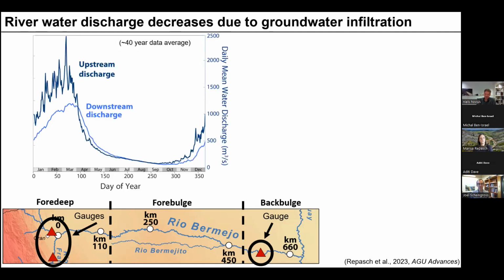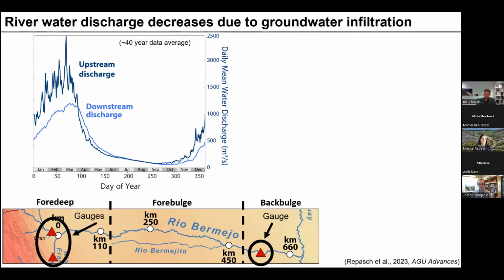If we look at 40 years of data, what I'm plotting here is daily mean water discharge on the Y versus day of the year on the X. The dark blue line is this combination of the 2 upstream gauges. The light blue line is the downstream gauge. And what you can see is that for most of the year, especially during the wet season, the upstream discharge is much higher than the downstream discharge.